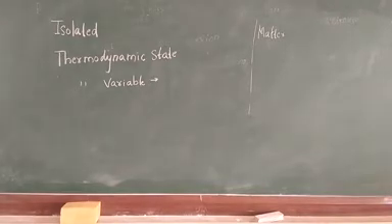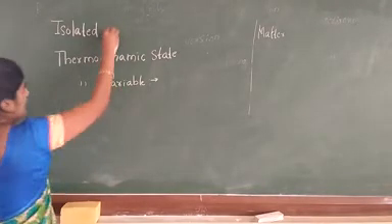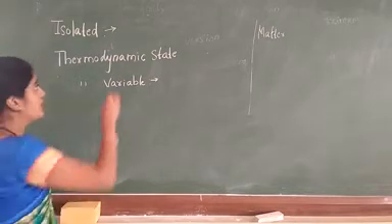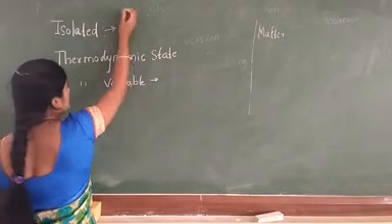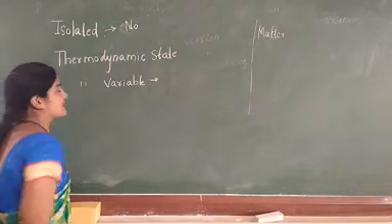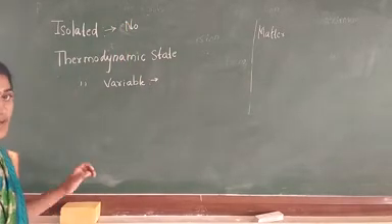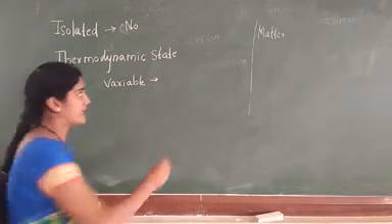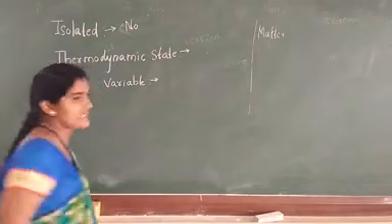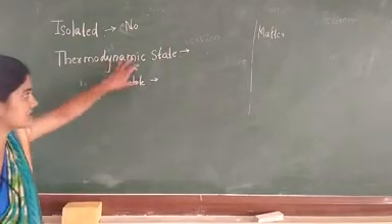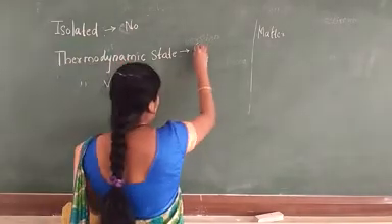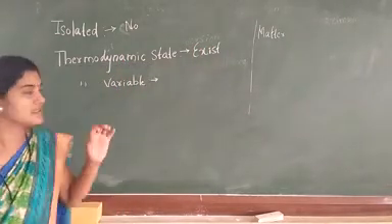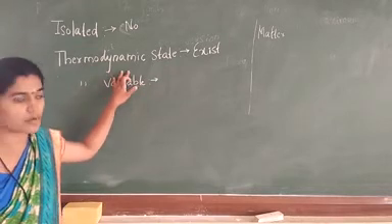An isolated thermodynamic system can be stated as follows. It cannot exchange either matter or energy; there is no exchange of matter and energy, so we call it an isolated thermodynamic system. Next is the thermodynamic state. A thermodynamic state can be defined as the condition in which the system exists.